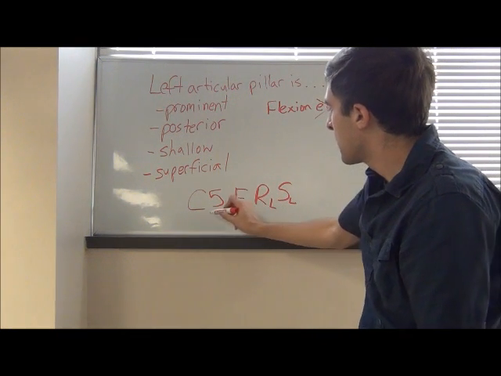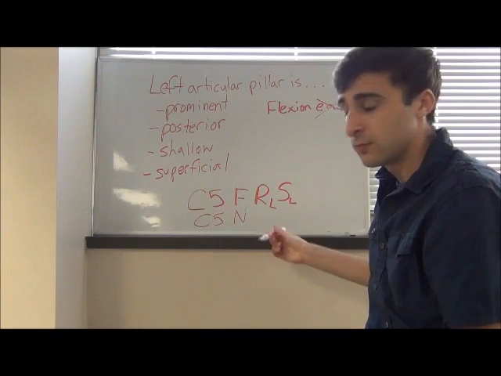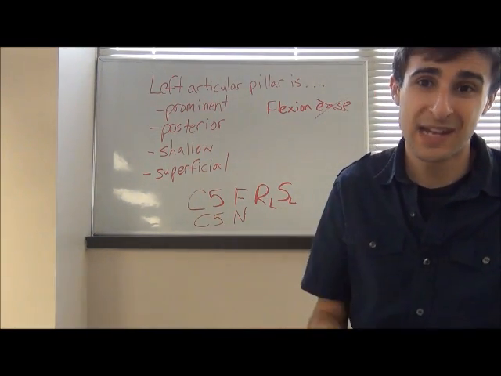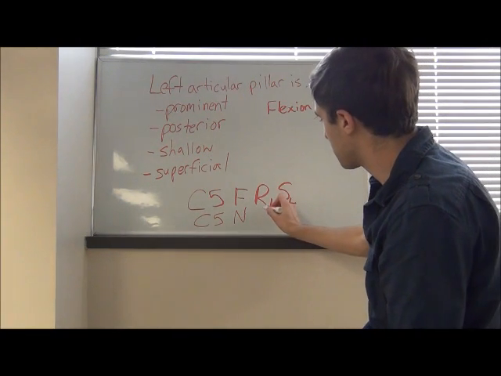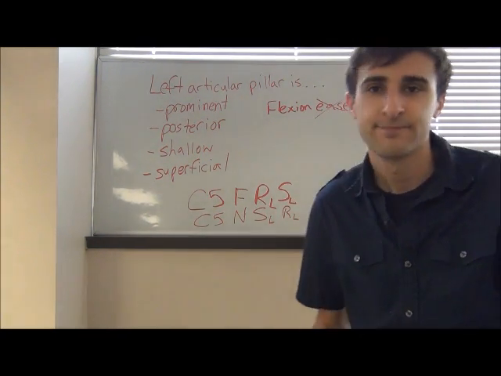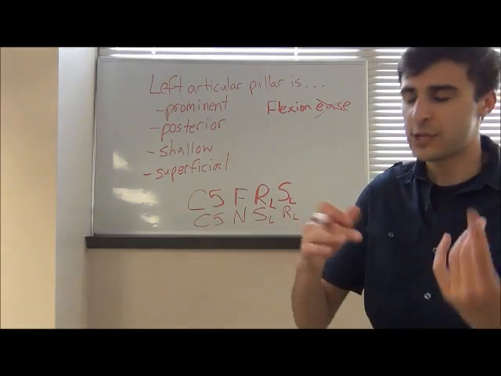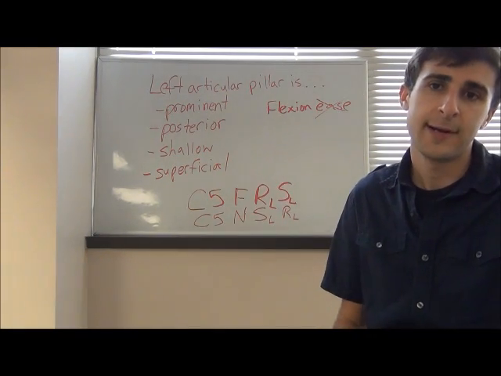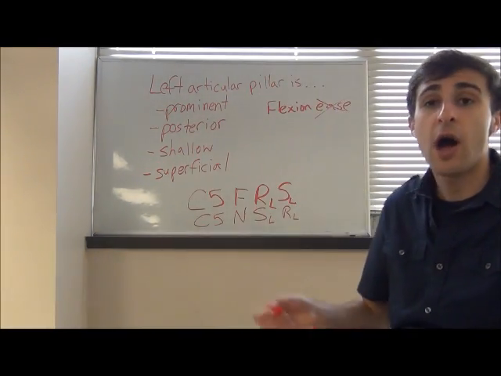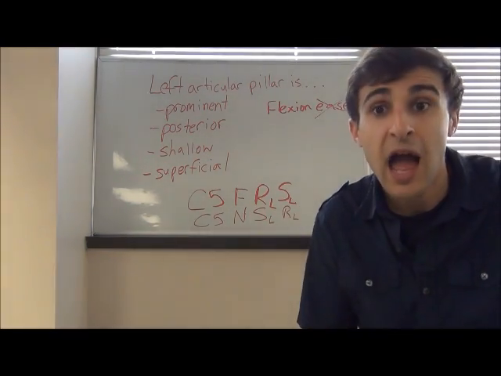Well, now it would be C5 neutral, but now in neutral, side bending is more important. So we write side bending first. Side bend left, rotated left. Okay, so again, neutral, we write side bending first. Rotation, we write flexion or extension, we write rotation first.